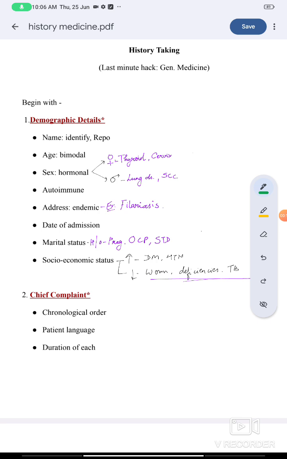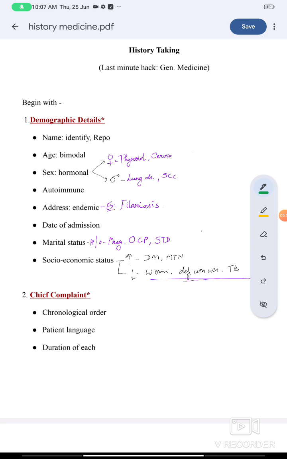If you want to study history taking in detail, I would recommend you to read a good book, for example, Bedside Medicines by Dr. Anup Kumar Kundu. But if you lack time to go through that detailed book, here's the shortcut.